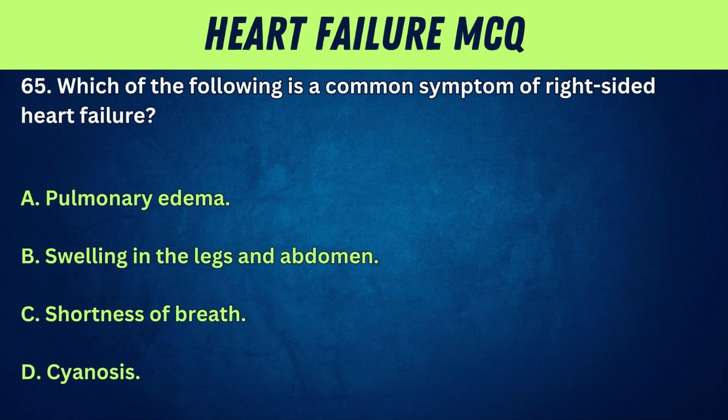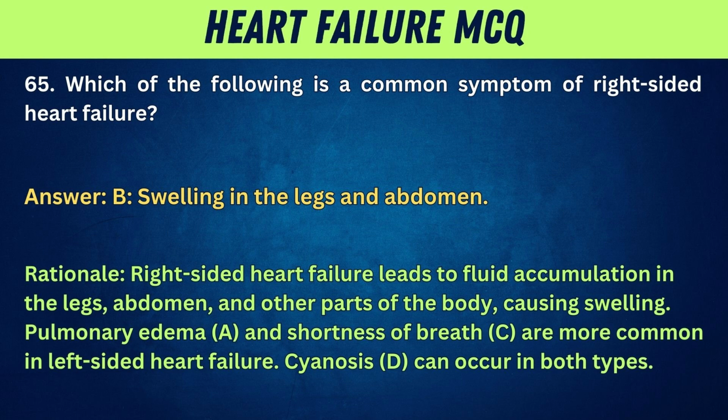65. Which of the following is a common symptom of right-sided heart failure? A, pulmonary edema. B, swelling in the legs and abdomen. C, shortness of breath. D, cyanosis. Answer: B, swelling in the legs and abdomen.